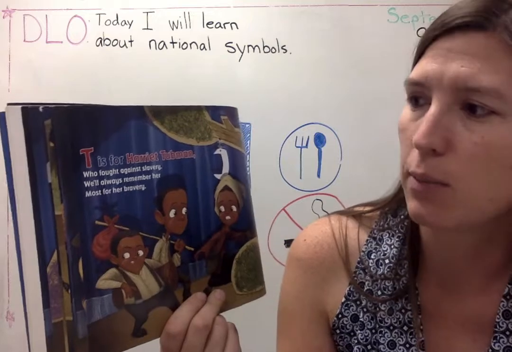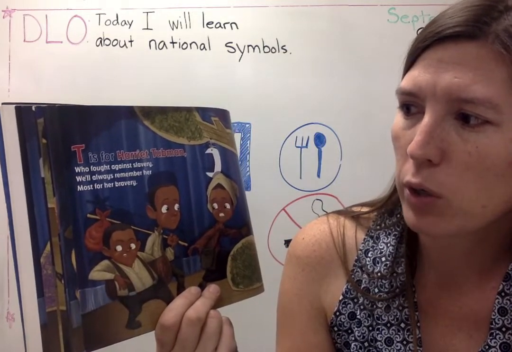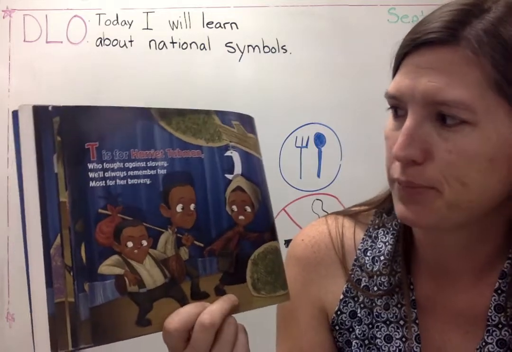T is for Harriet Tubman, who fought against slavery. We'll always remember her most for her bravery.